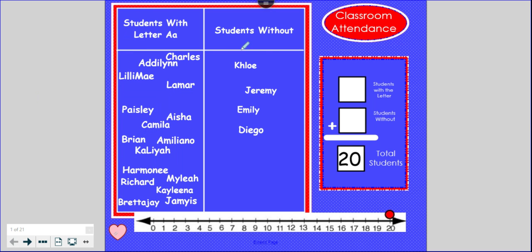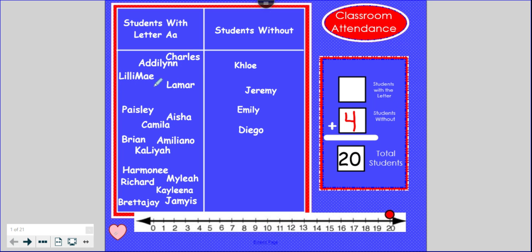So, how many friends do we have that have zero A's in their name? 1, 2, 3, 4. So, I'm going to write number 4 on our top to bottom number sentence. Make a 4 in the air with me. Students without letter A's.